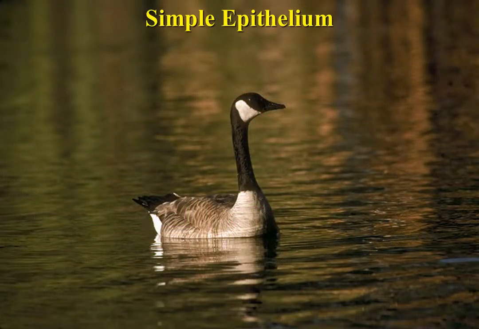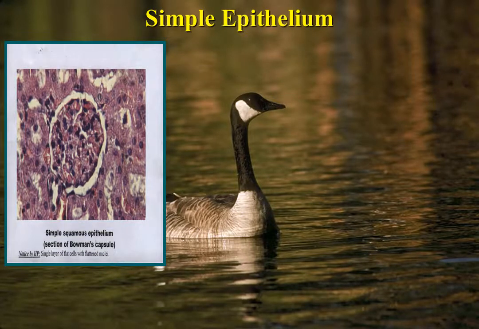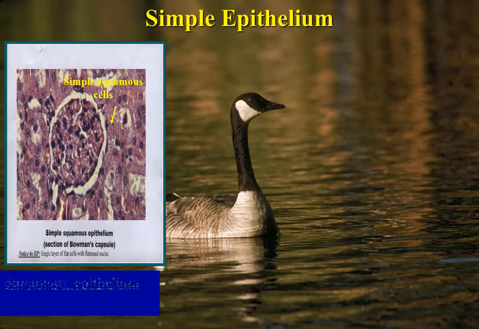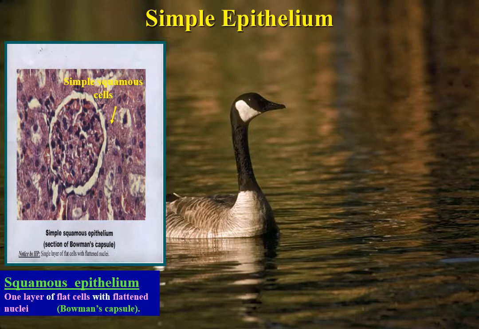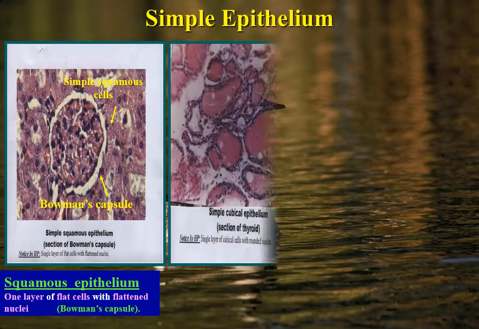Simple epithelium is formed of one layer of cells, classified according to the shape of the cells into several types. Simple squamous epithelium: one layer of flat cells with flattened nuclei. An example, the epithelial lining of Bowman's capsule in the kidney.